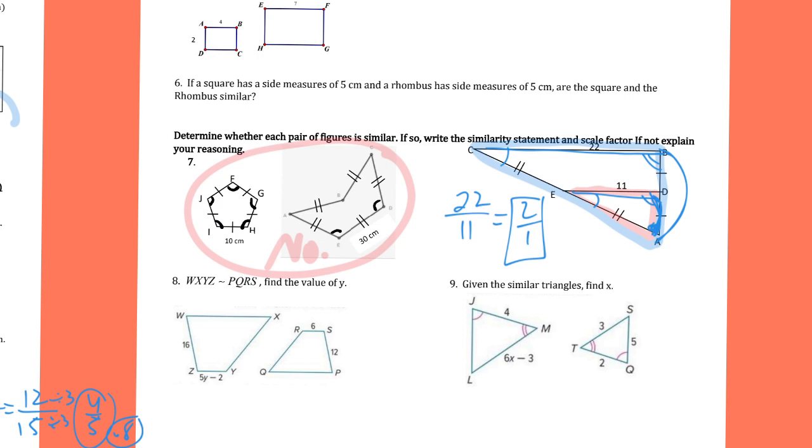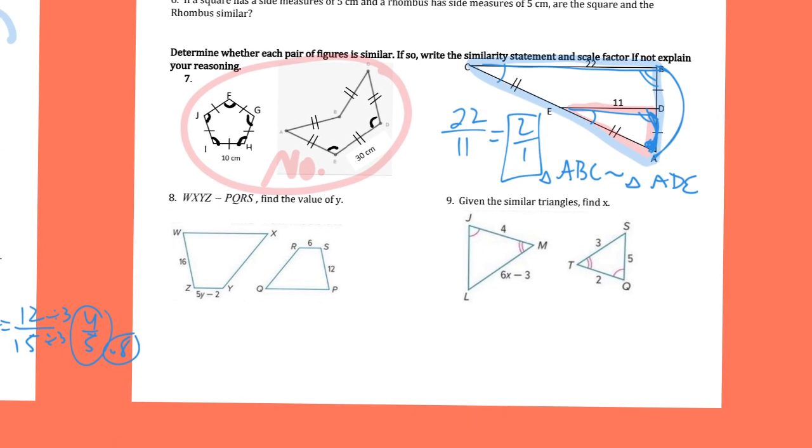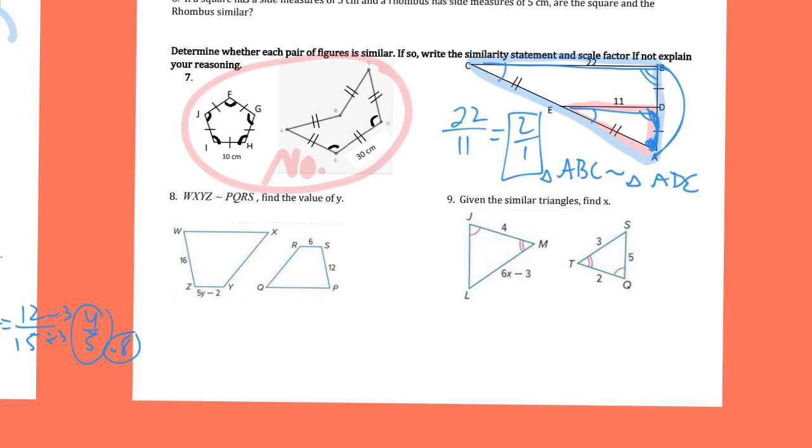If you wrote a similarity statement, you could write triangle ABC is similar to triangle ADE. So corresponding corners right in a row. And if it gives you that two shapes are similar, we can write a proportion relating their ratios.